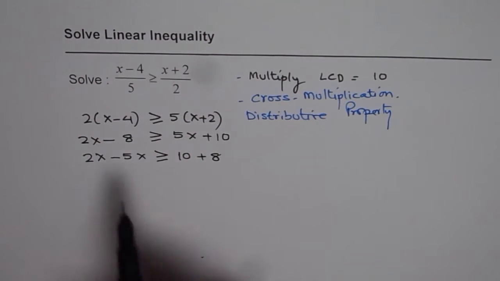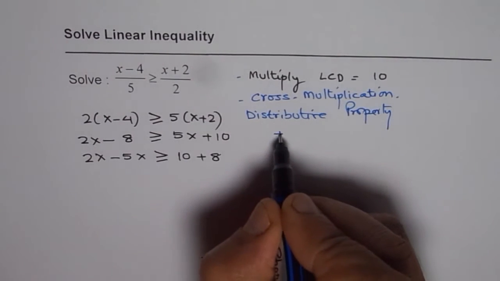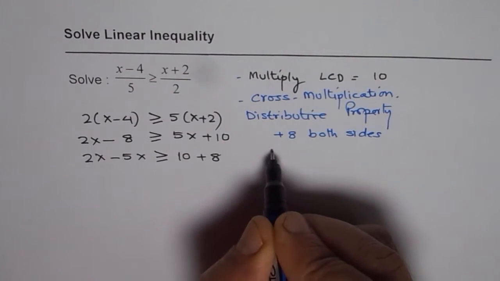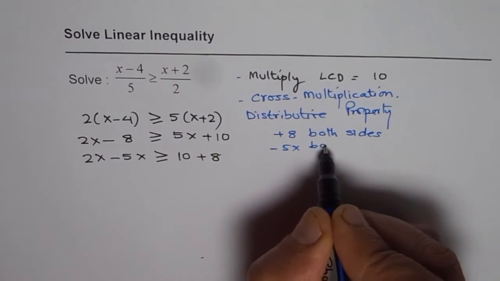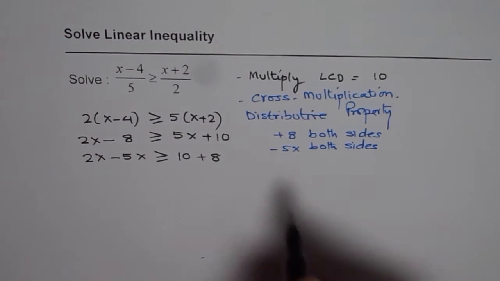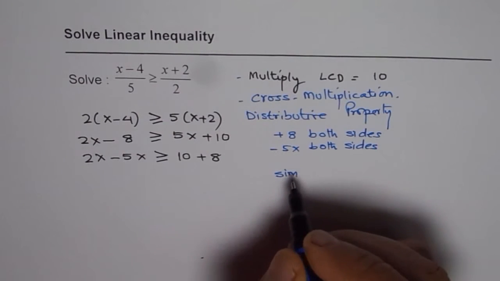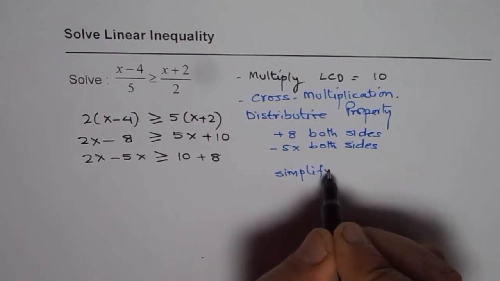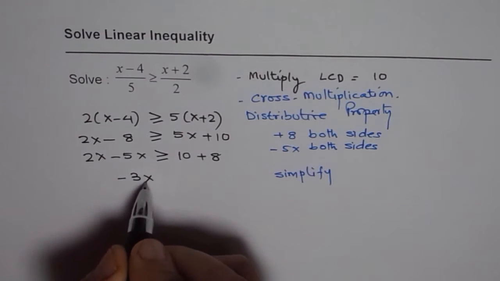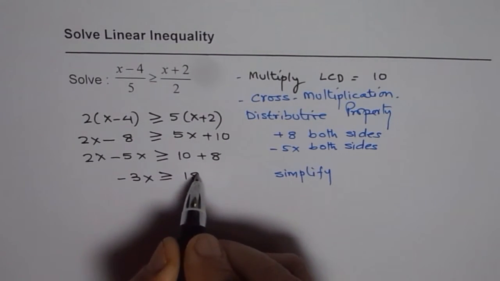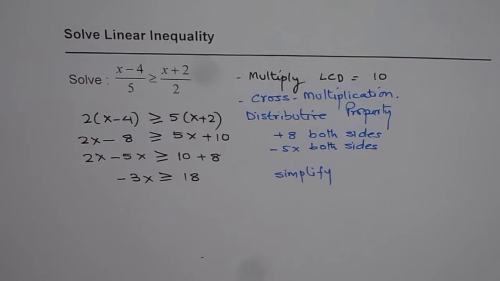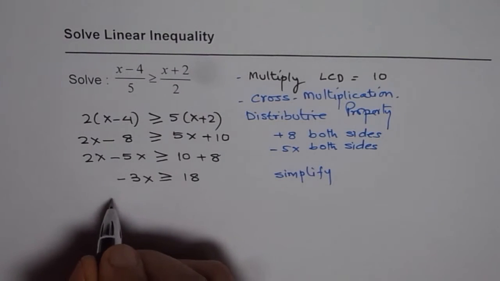So at this stage, we have added 8 to both sides and subtracted 5x on both sides. And then we simplify. 2x minus 5x is minus 3x, which is greater than or equal to 18. We need x, so we have to divide by minus 3. So when I divide by minus 3, let me rewrite here.